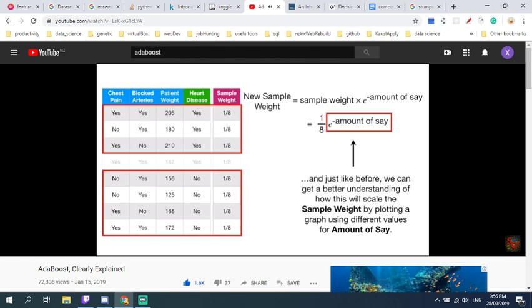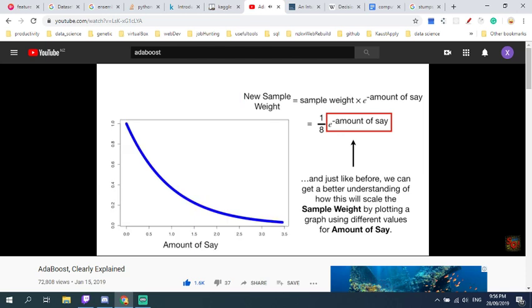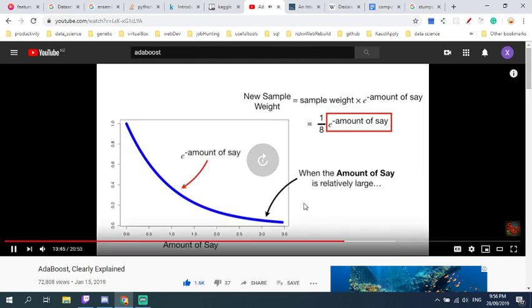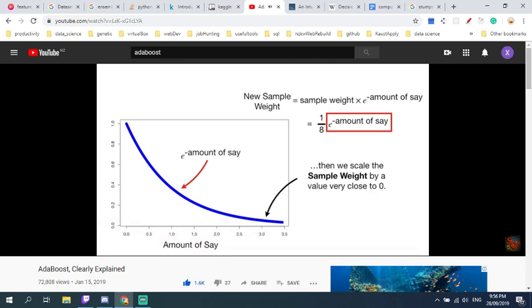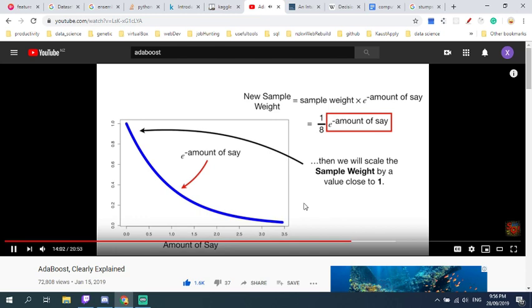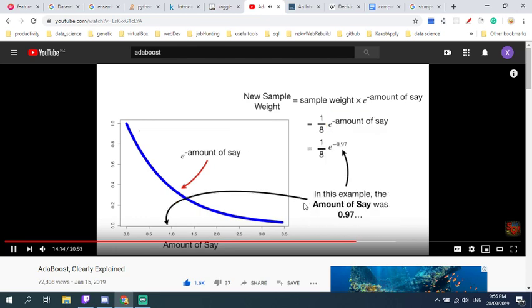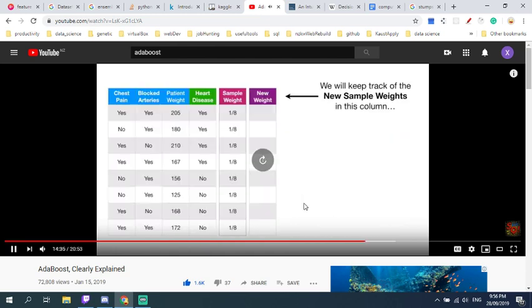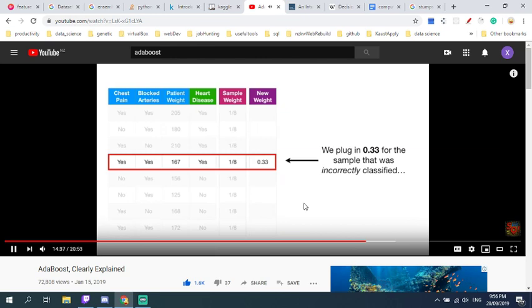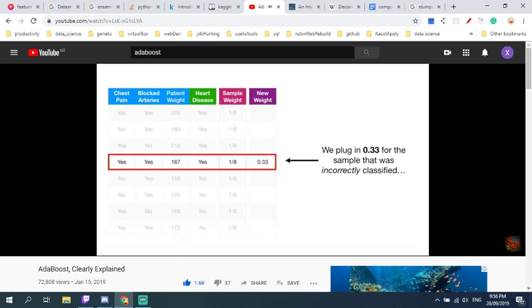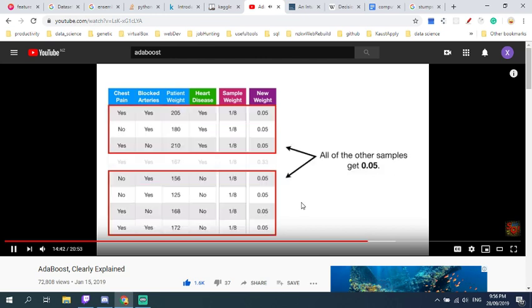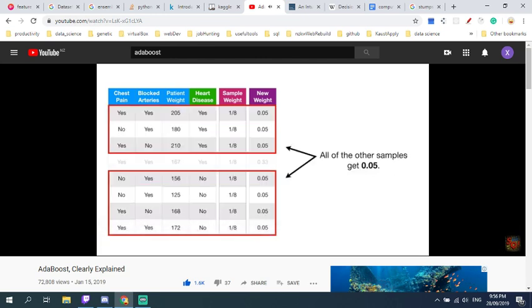And just like before, we can get a better understanding of how this will scale the sample weight by plotting a graph using different values for the negative amount of say. Then we scale the sample weight by a value close to 0. If the sample weight was 0.07, we plug in 0.33 for the sample that was incorrectly classified. All of the other samples get 0.05.